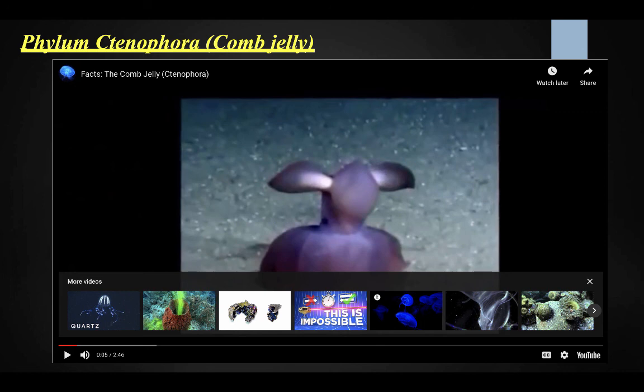So that is the last of the phylum Cnidaria. So now we're going to get into, and we're only looking at one type of Ctenophora, which in this case is the comb jelly.